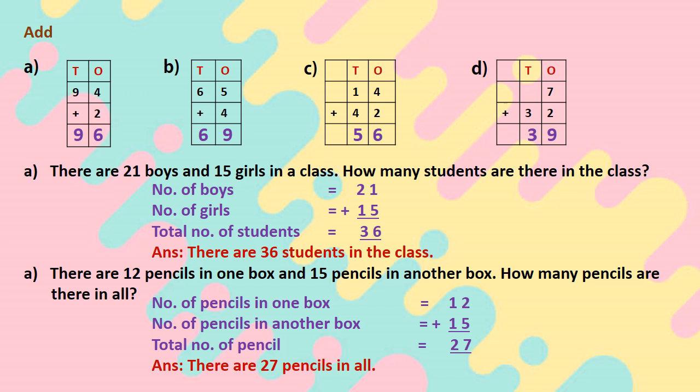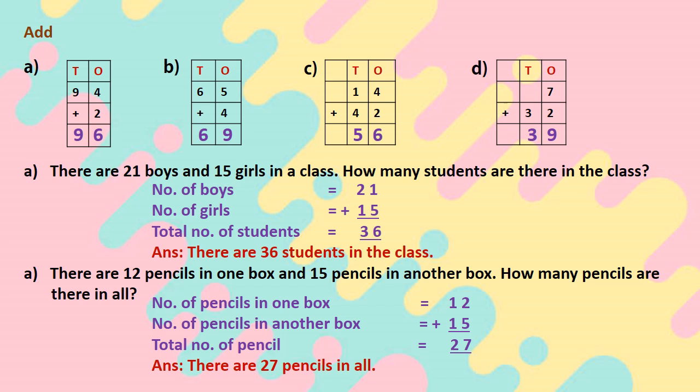Again, as usual, I have said, first you will add the ones column. So 5 plus 1 is 6. And then you will add the tens column, that is 2 plus 1 is 3. So there are 36 students in the class.